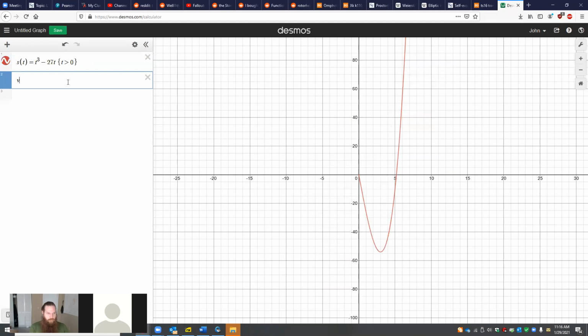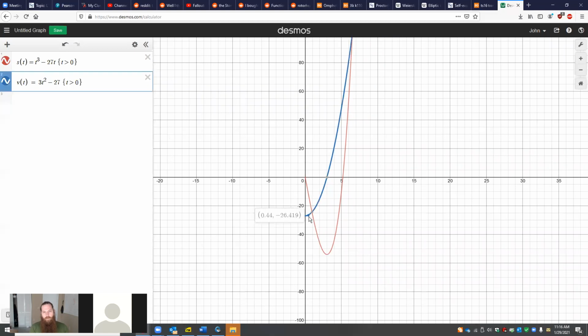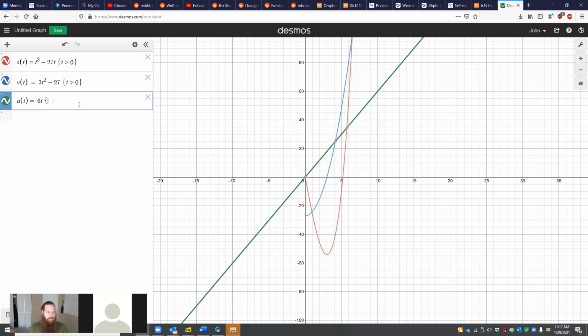My velocity function, again with t greater than 0 here, looks like this. So originally, my velocity is negative, which means I'm moving in the negative direction, moving backwards. And then I turn around and my velocity becomes positive and I'm moving in the positive direction. Our acceleration function is just 6t. And again, t is positive here.